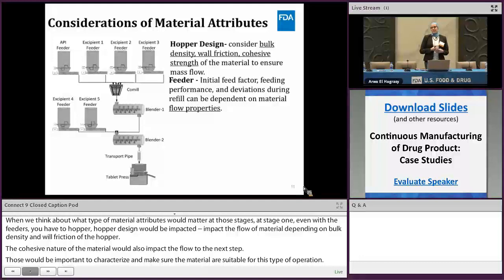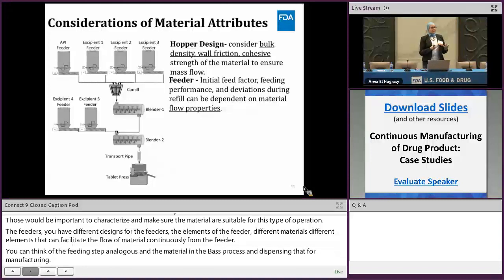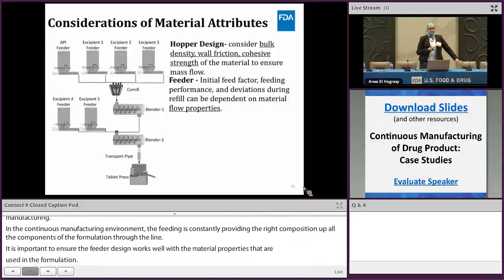So you could think of the feeding step analogous to the weighing of material in a batch process and dispensing that for manufacturing. In the continuous manufacturing environment, the feeding is constantly providing the right composition of all the components of the formulation through the line. So it's very important to ensure that the feeder design works well with the material properties that are used in the formulation. And also the refill during the feeding operation can impact the variability of the feed rate, so that also is something to be considered.